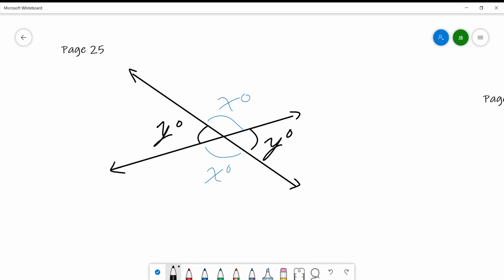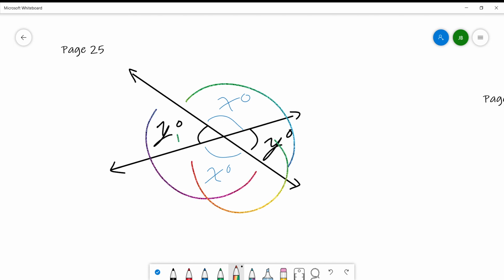Notice too, this will always be true: the adjacent angles, the angles that are not vertical, will always form 180 degrees. So here's 180 degrees, here's 180 degrees, here's 180 degrees, and here's 180 degrees. No matter how we slice it, x plus y is going to be 180 degrees. The measures of x degrees plus y degrees will always add up to 180, four different ways. Pretty nifty, you guys, right?